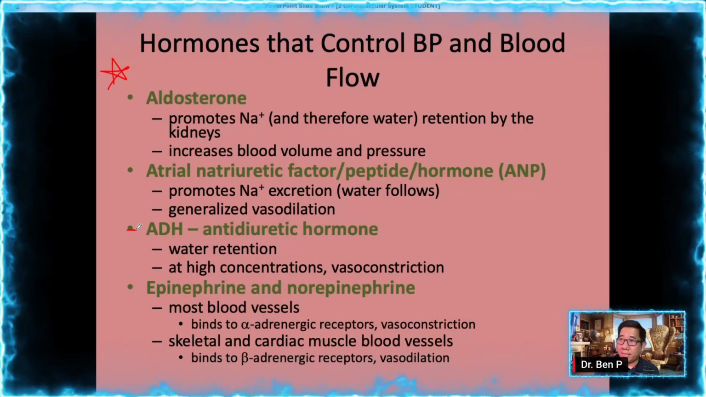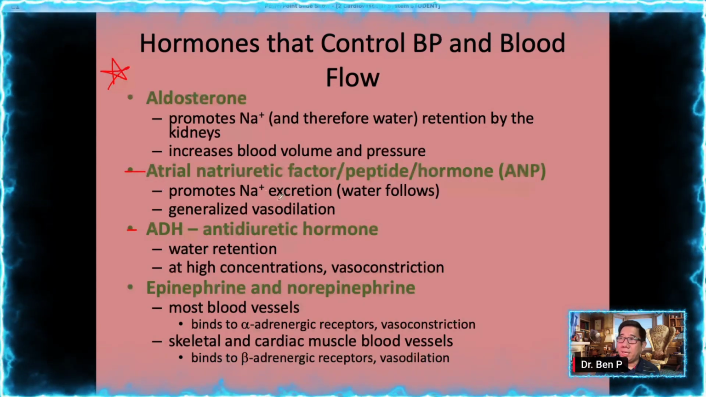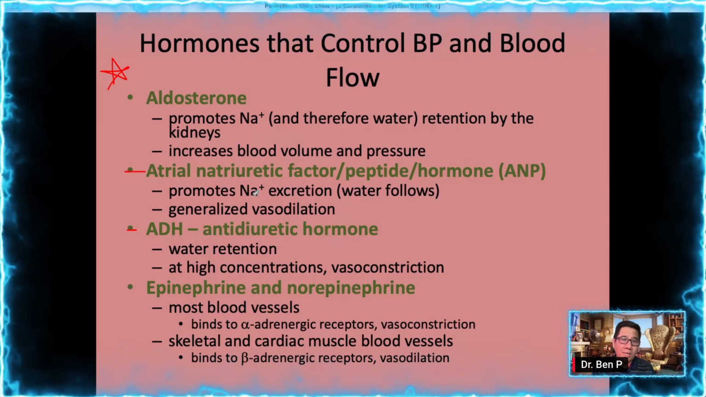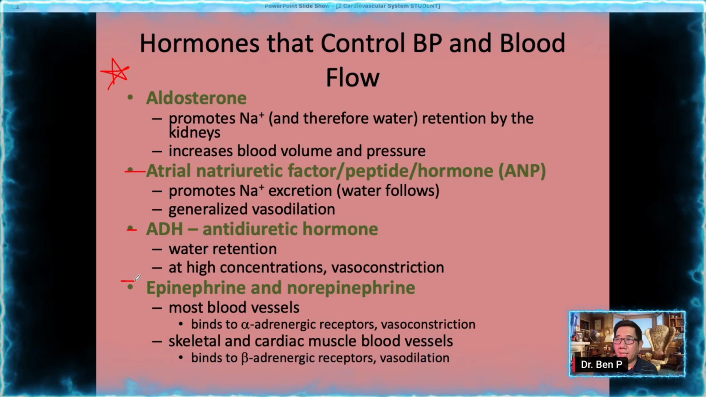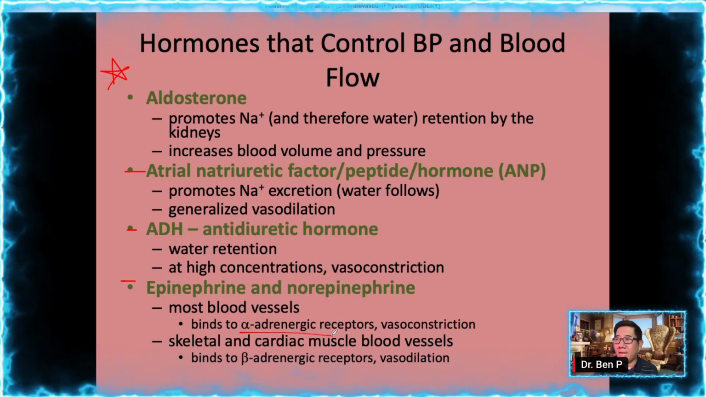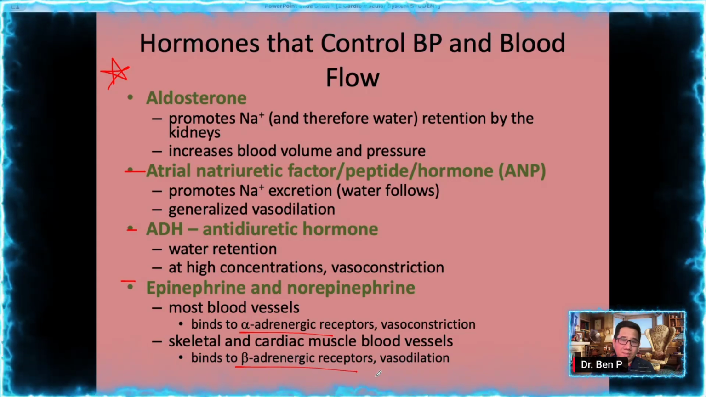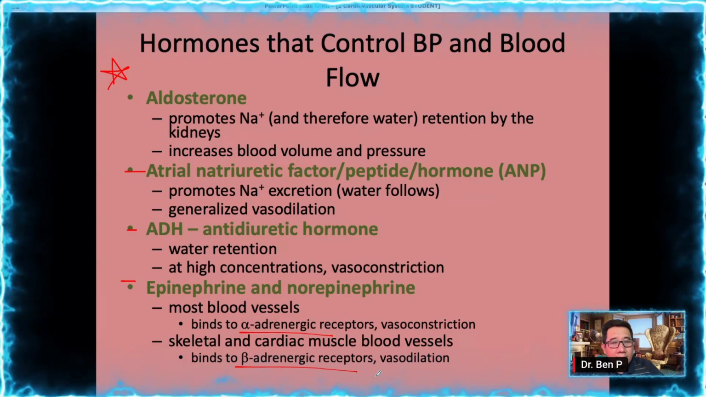ADH does the same thing. ANP and BNP promote the opposite. Get rid of the sodium, get rid of water, therefore blood pressure goes down. Epi and norepi work on your alpha adrenergic and beta adrenergic receptors, causing your blood vessels to constrict or dilate, depending on which one.